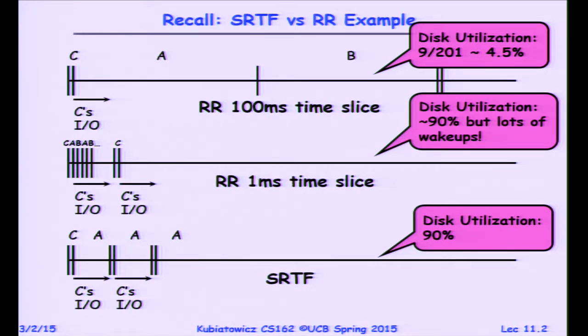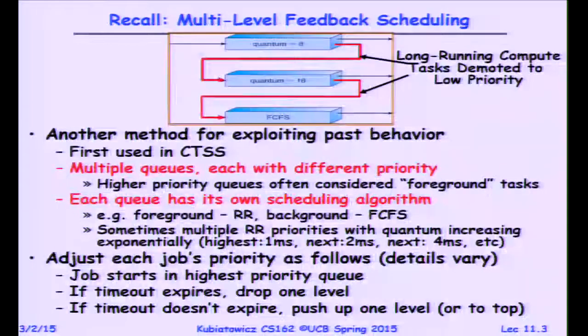So the biggest problem with SRTF, of course, is you have to predict the future. So that's kind of an issue. We talked a little bit about ways of predicting the future, including taking a history and building a Kalman filter or something like that. The other thing one can do is build a multi-level feedback scheduler, where the whole point is to approximate SRTF.